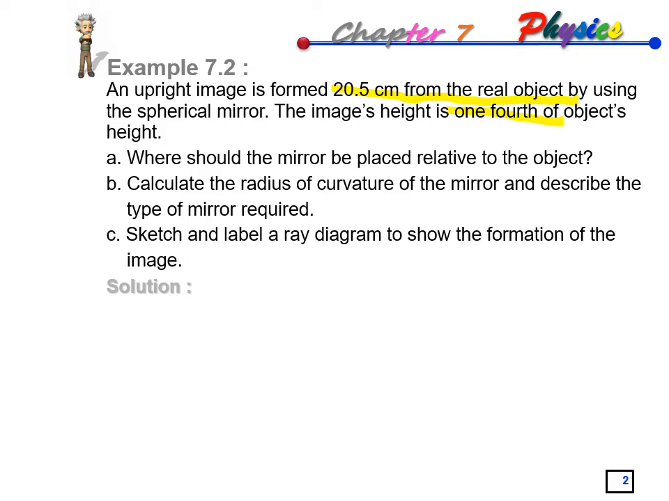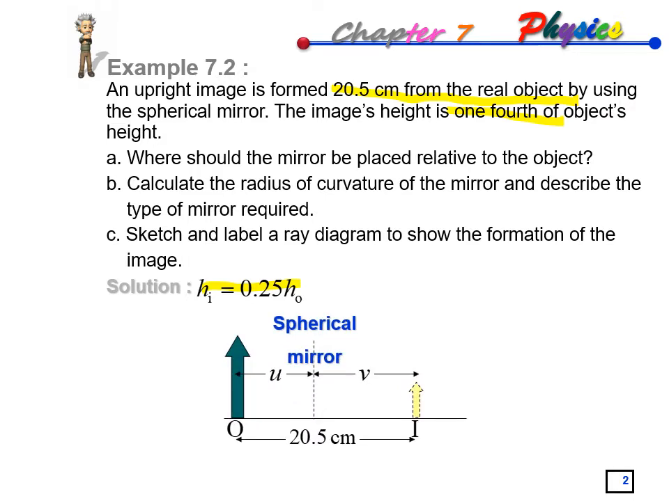For question A, where should the mirror be placed relative to the object? That means they want you to determine the object distance u, then calculate the radius of curvature of the mirror, describe the type of mirror, and sketch the labelled diagram to show the formation of the image. Now for the information given, the height of the image is 1/4, a quarter, of the height of the object. Here we use subscript i for image and subscript o for object. So this is one piece of information that we have.